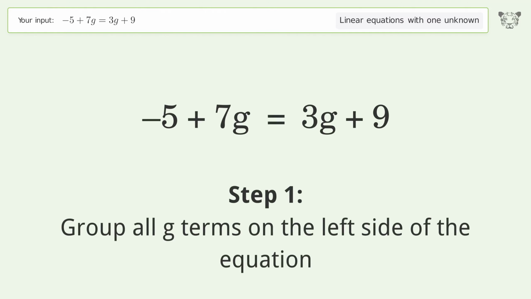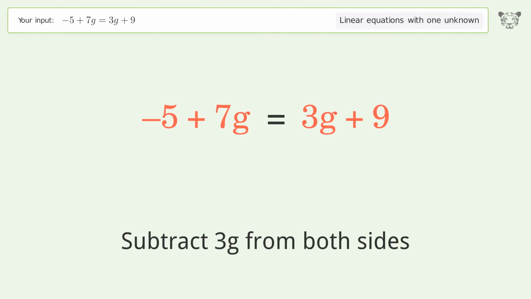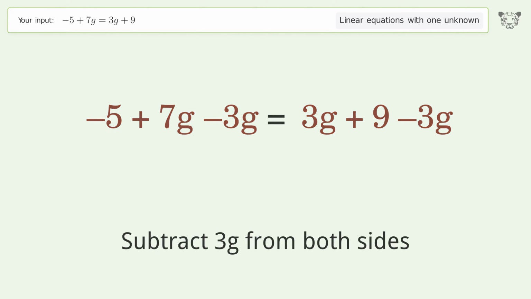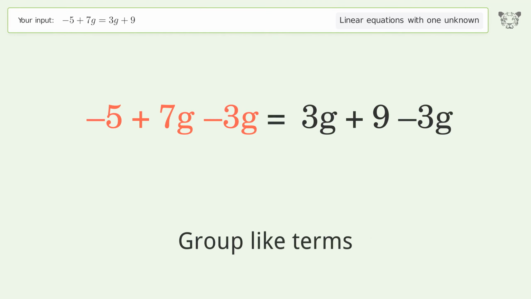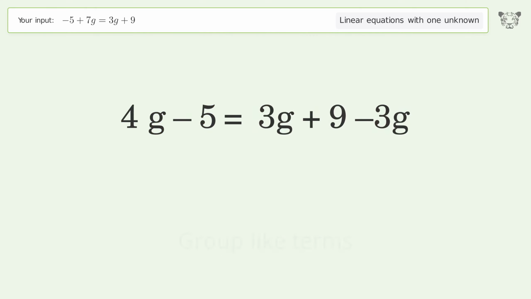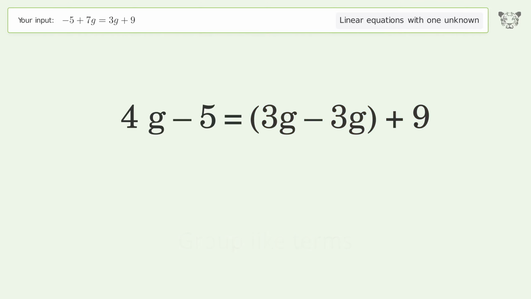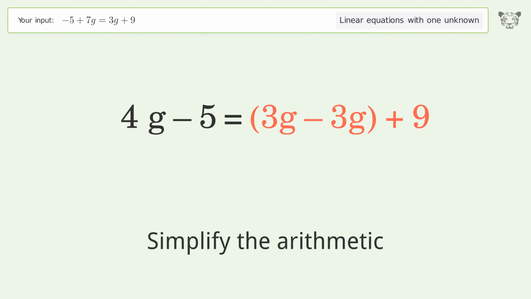Group all g terms on the left side of the equation. Subtract 3g from both sides. Group like terms. Simplify the arithmetic. Group like terms. Simplify the arithmetic.